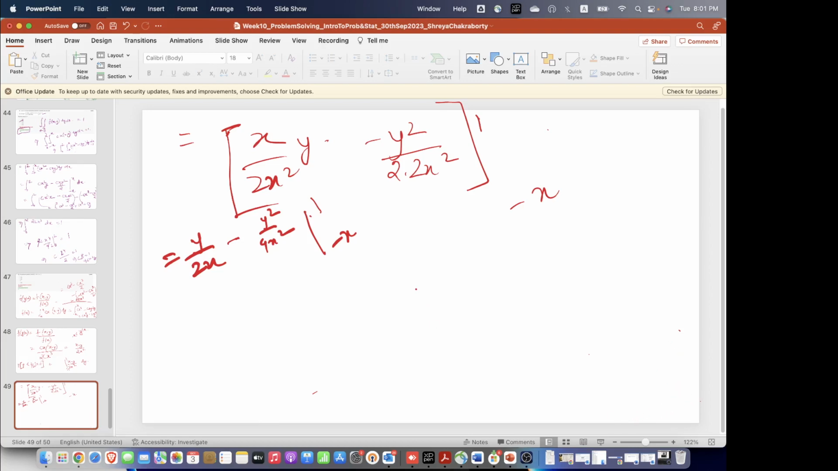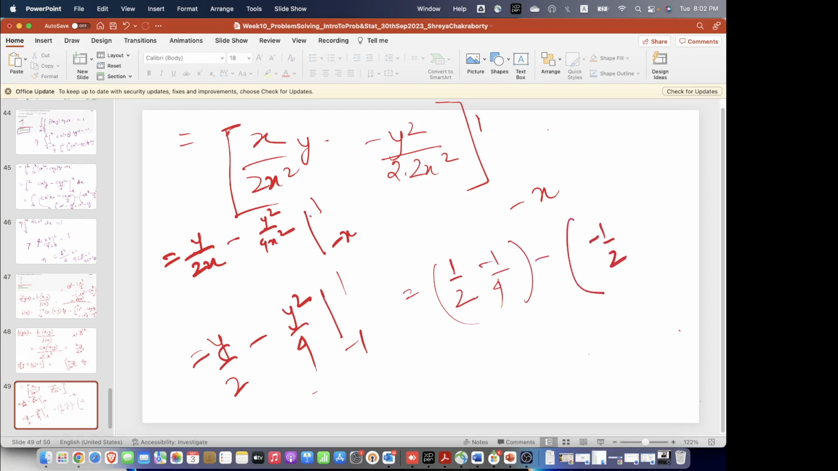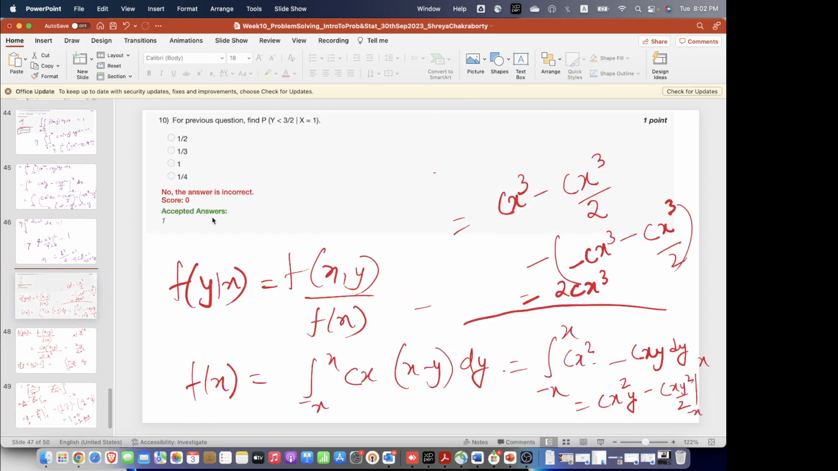So if we solve for this, here we can write, instead of x we'll put y by 2 minus y square by 4. So this would be minus 1 to 1. So here we would have half minus 1/4 minus of minus half minus of 1/4. So this would be half plus half is 1, minus 1/4 plus 1/4 is 0. So this would be 1. This is the answer. Alright?